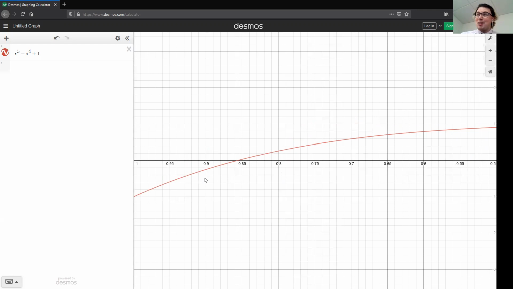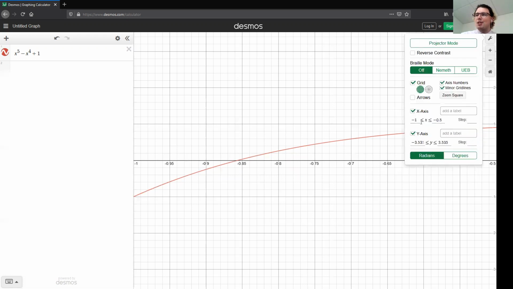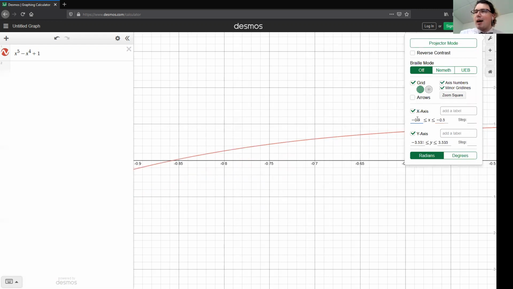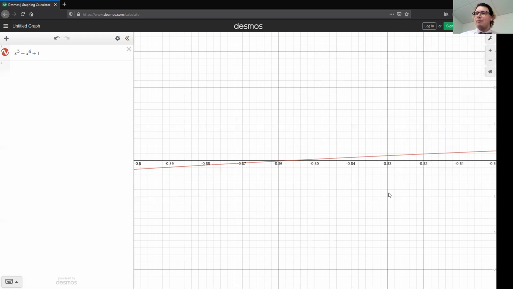Again, I can use the intermediate value theorem to justify zooming in a little bit more. At minus 0.9, the function is negative. At minus 0.8, the function is positive. So I can reason out that somewhere in between, the function must be exactly equal to 0. So I'll zoom in a little bit more. Let's go from minus 0.9 to minus 0.8.